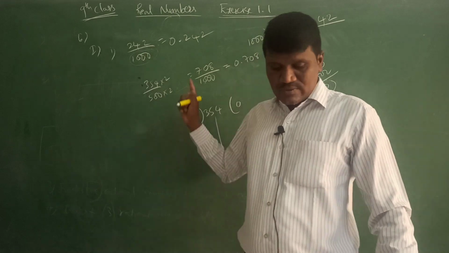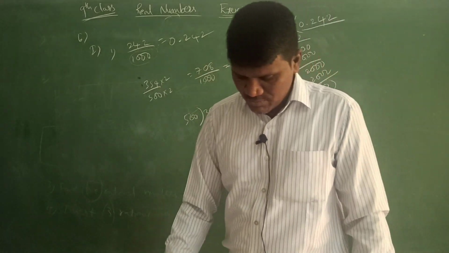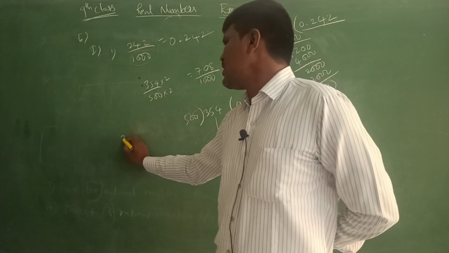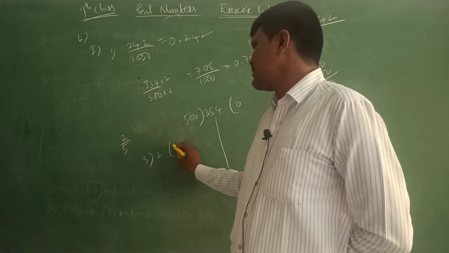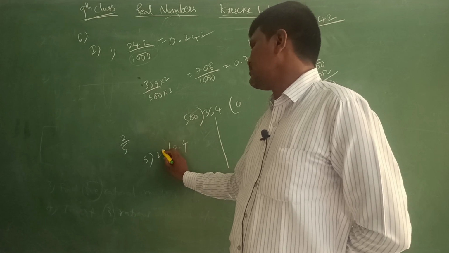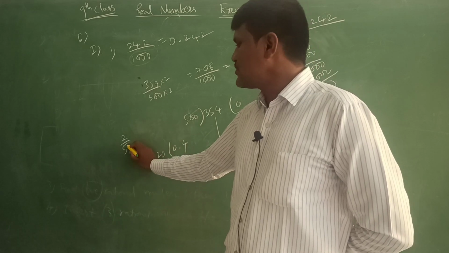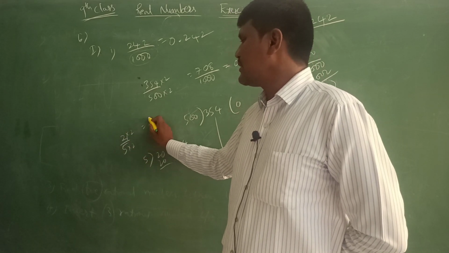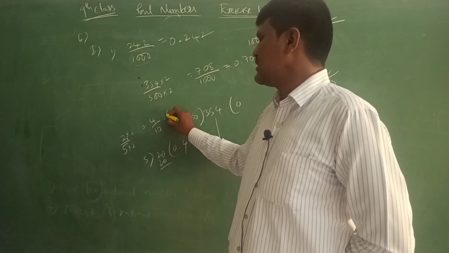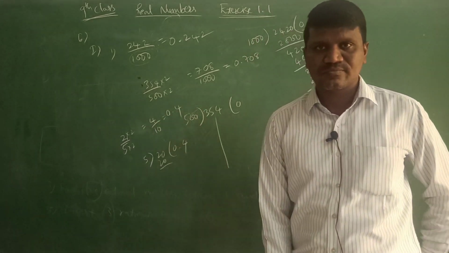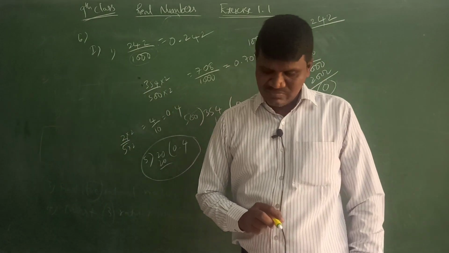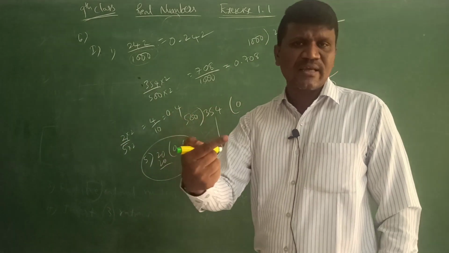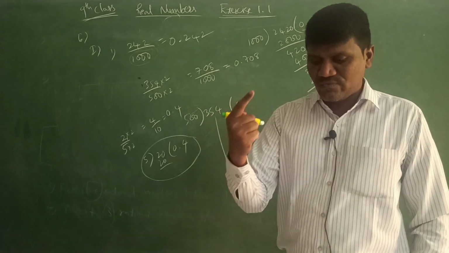So this is about the second one. Suppose the third problem is 2 by 5. In small problems like 2 by 5, you can either do 5 2s are 10, giving 0.4, or else multiply by 2 in numerator and denominator, that will be 4 by 10, which is nothing but 0.4. 2 by 5 directly you can do like this: 0.4. You can solve the remaining problems also, but here one thing you should note down.